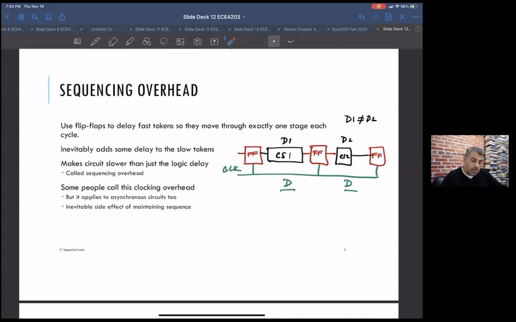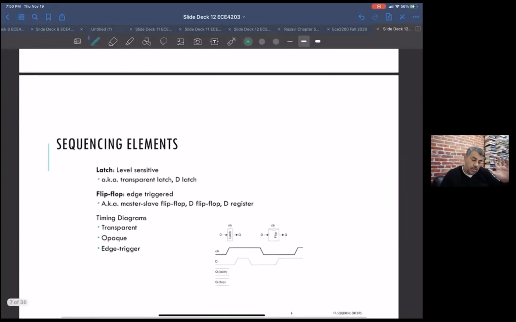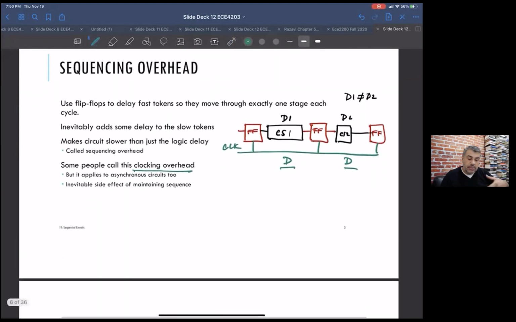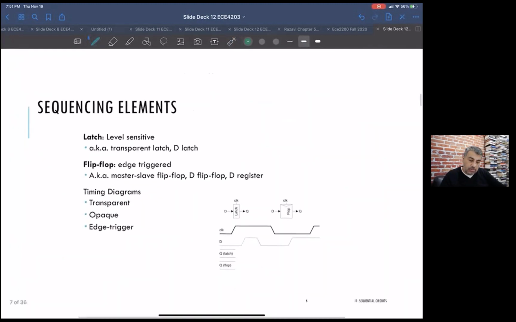And this is called the clocking overhead. Basically the fastest circuits will have to sit there and wait for the slowest circuits to catch up, and the slowest circuits determine your fastest possible clock rate. So that's your so-called sequencing overhead, but you're stuck. So that's at the high level looking at sequential circuits and clocking. Now let's talk about the individual circuits.